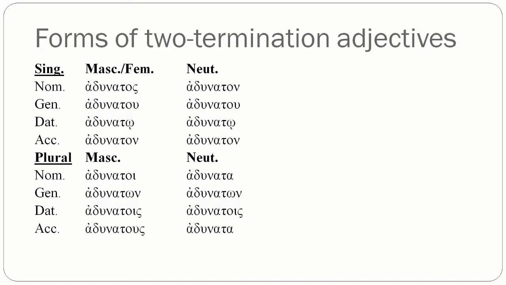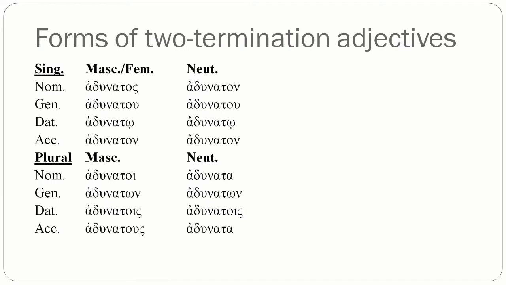Now let's go to the next one. This is a two termination adjective. In this one, the masculine and feminine forms are the same, so they will have their own joined column there, masculine and feminine, but the endings are the same as the masculine in the three termination. So these are not difficult at all to learn.